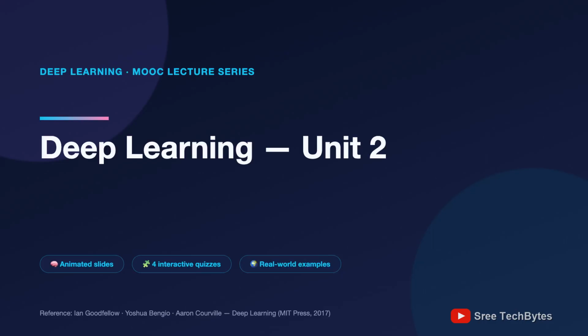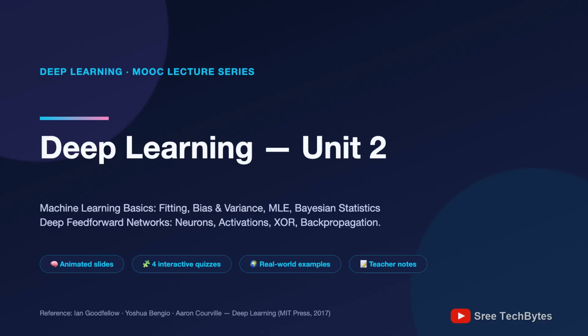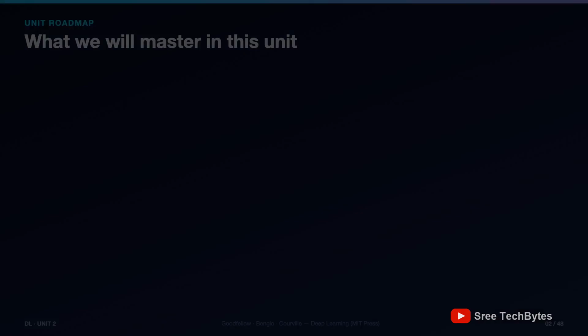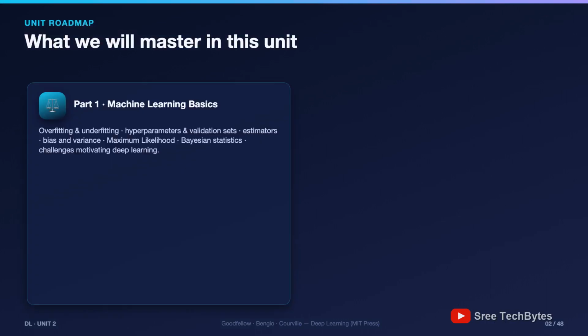And in the second half we finally build an actual neural network, from a single brain cell all the way to backpropagation, the algorithm that makes it learn. By the end of this unit you'll be able to narrate exactly what happens when someone types model.fit. Let's get started. Here's our roadmap, 2 big parts.